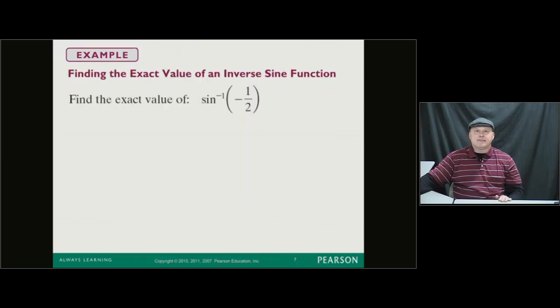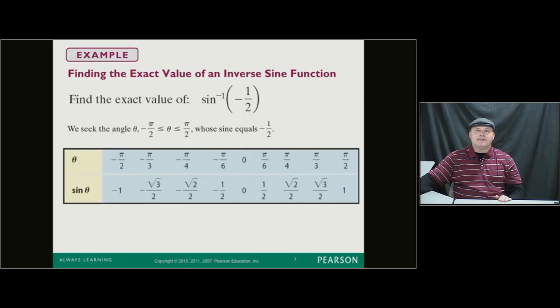All right, let's look at another example here. Finding the exact value of an inverse sine function. So find the exact value of sine inverse of negative 1/2. So we seek the angle theta that's between negative pi over 2 and pi over 2 that's equal to negative 1/2. And there again is our table. So negative 1/2 is number 4 down the bottom from the left. Negative 1, negative square root of 3 over 2, negative square root of 2 over 2, negative 1/2. So the angle is negative pi over 6. So sine inverse of negative 1/2 is negative pi over 6.